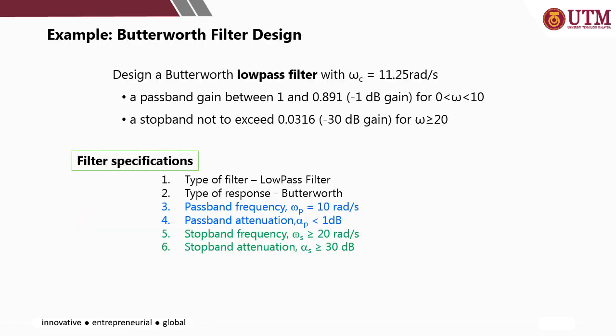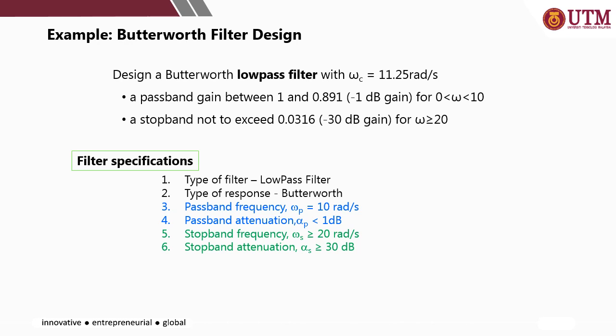Okay, let's look at this example. This is basically the example that we have seen in the previous video. In the previous one, we calculated the n by using both the equation and also the graph, attenuation versus the normalized stop band frequency graph. So just a quick recap on this example. In this video, we are going to proceed with the normalized circuit realization and also the actual circuit transformation.